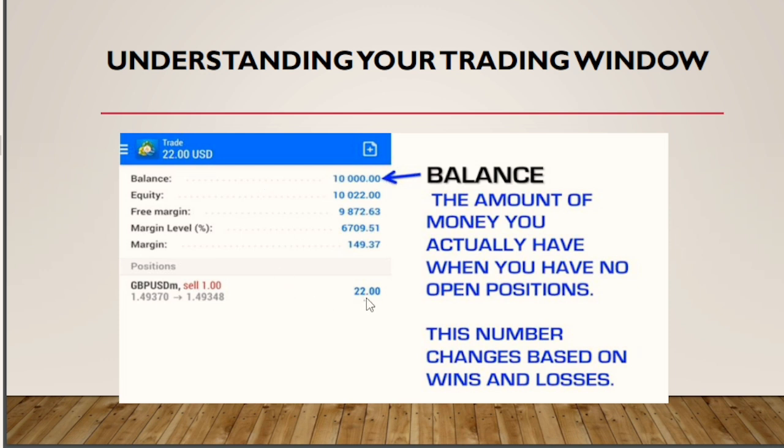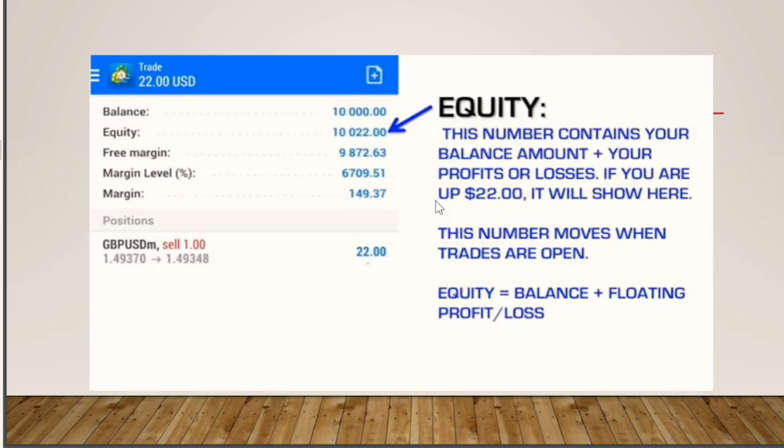For example, if you close this one in profit, what you're seeing here will change to $10,000 and 22. But if you close it in loss, the balance will certainly reduce. We also have equity. Now, this number contains your balance amount and your profit or loss.